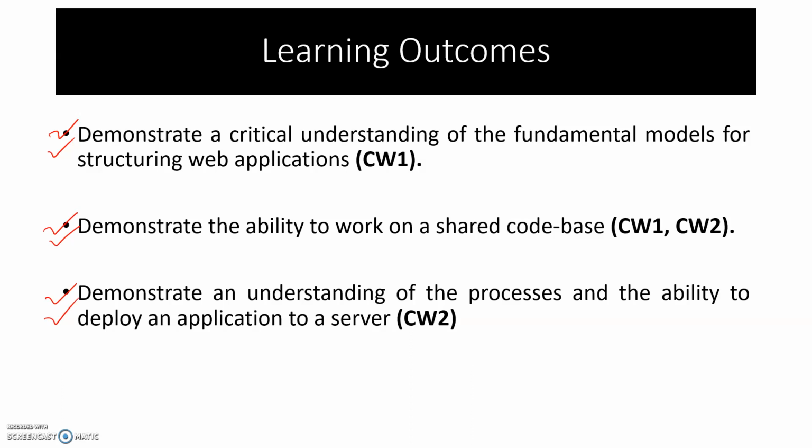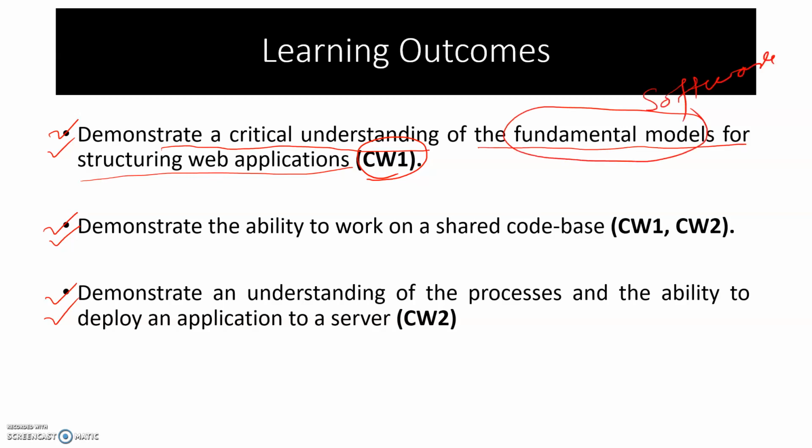So the first learning outcome says: demonstrate critical understanding of the fundamental models for structuring web applications. And coursework 1 is given to assess this learning outcome. This learning outcome says that you are going to develop some models, software engineering models, software models, and these models you are going to use for creating a web application. I will explain all these learning outcomes in detail in the coming slides.